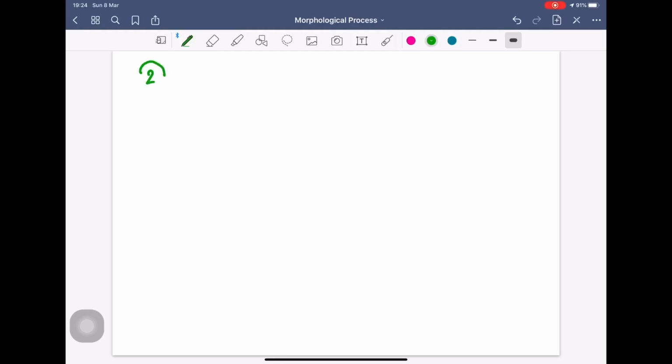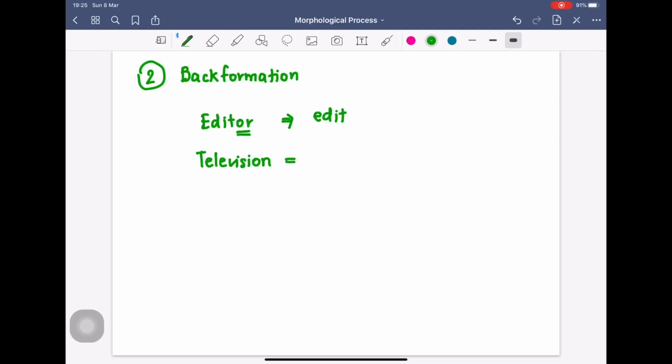Next, number two, that is back formation. This is the opposite process of affixation, because you can see that before we have a word like editor, right? And after that, we just remove the affix. So here you can see that we have or as the suffix of the word. And once you remove it, you can get the word edit, right? Or another one, we have the word television, and then you are trying to make this into a verb by removing ion, the suffix ion, so it becomes the word televise.